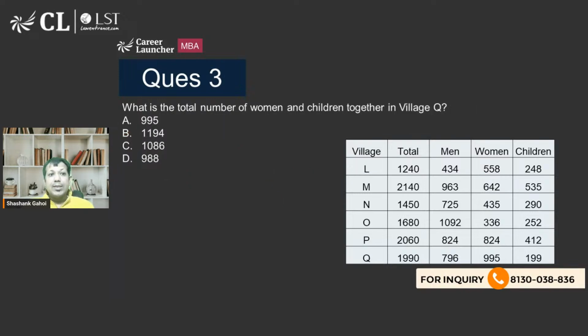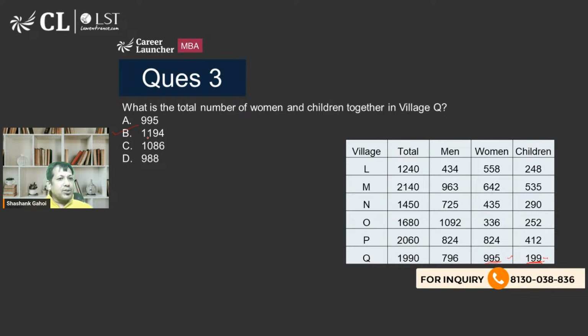What does it say? What is the total number of women and children together in village Q? Okay, let's talk about Q. Women are 995. Children are 199. So the value should be 1000 plus 200, 1200, close to 1200. And there is only one option that is close to 1200, that is option B.